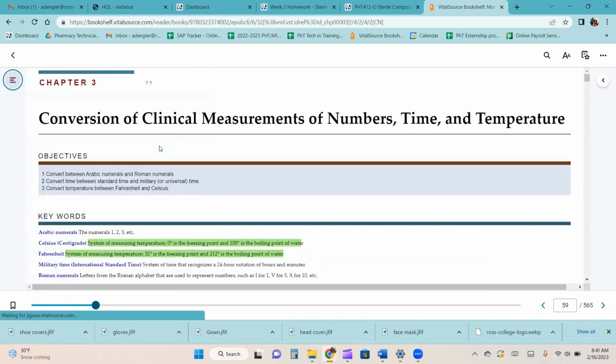Chapter 3, conversion of clinical measurements of numbers, time, and temperature.